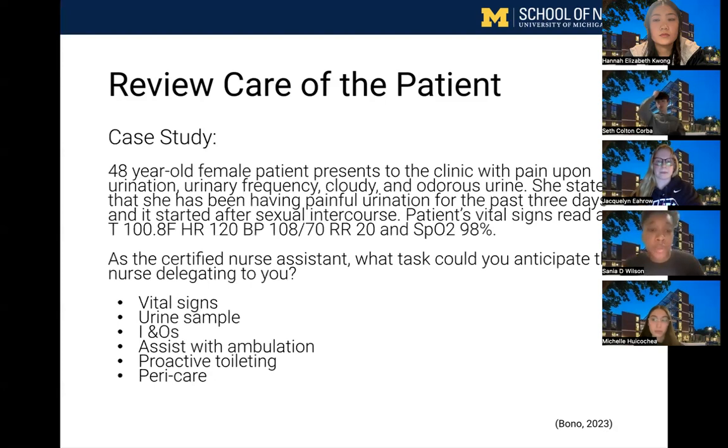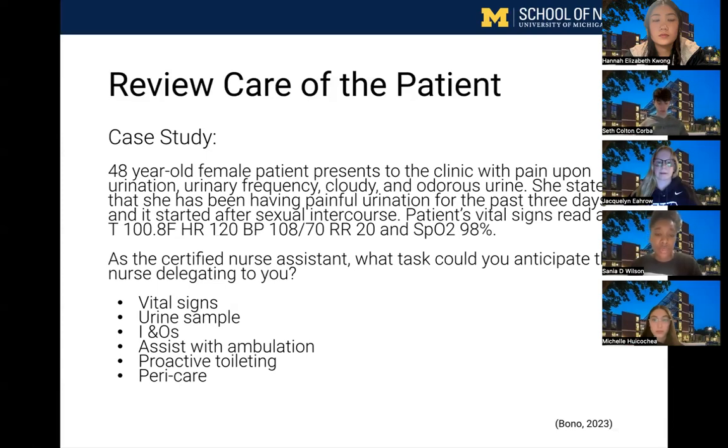Next, we will be doing a reproductive case study and how the role pertains to the certified nurse assistant. So the case study is as follows. The 48-year-old female patient presents to the clinic with pain upon urination, urinary frequency, and cloudy, odorous urine. She states that she has been having painful urination for the past 3 days, and it started after sexual intercourse.